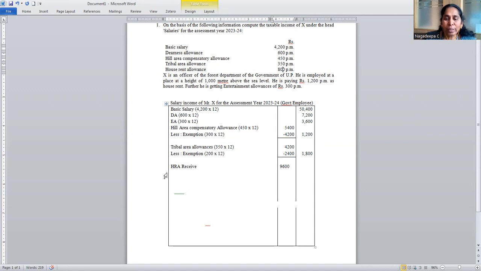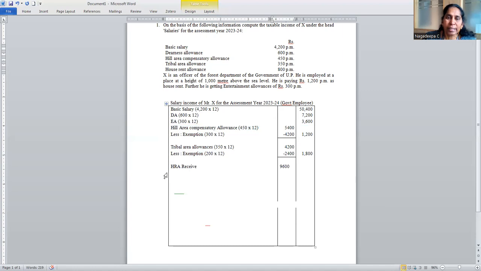Number one is actual HRA received. Number two is rent paid minus 10% of salary. Third one is where he is staying. If it is metro cities, then 50% of salary we can take. If other than metro city, 40% of salary we can take. So least of these three items will be exempted.